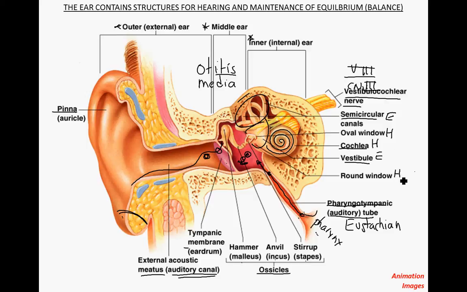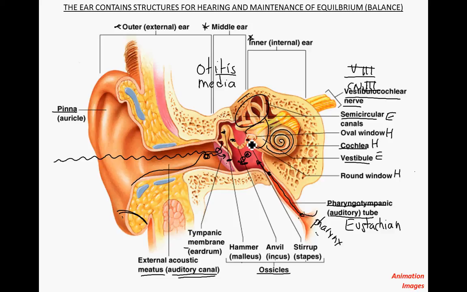Now, this oval window is attached to the stapes, which of course is attached to the incus, and that is attached to the malleus. So here's what happens when a sound wave travels in your ear. Here comes the sound wave in your ear. It's going to hit this tympanic membrane. That tympanic membrane is going to vibrate. This vibration of the tympanic membrane vibrates the malleus, which vibrates the incus, which vibrates the stapes.